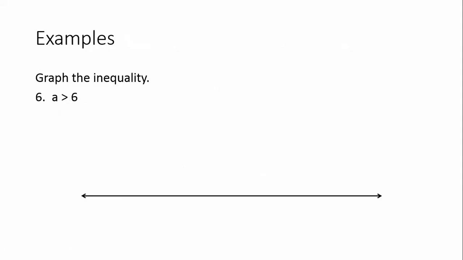So graph the inequality. The first thing you're going to put on your number line is the number that we're focusing on, and that is a 6. After you plot the 6, you're also going to plot a number smaller and a number larger in their appropriate positions. Notice it's 5, 6, 7, not 7, 6, 5. Number line goes from left to right, smallest to largest.